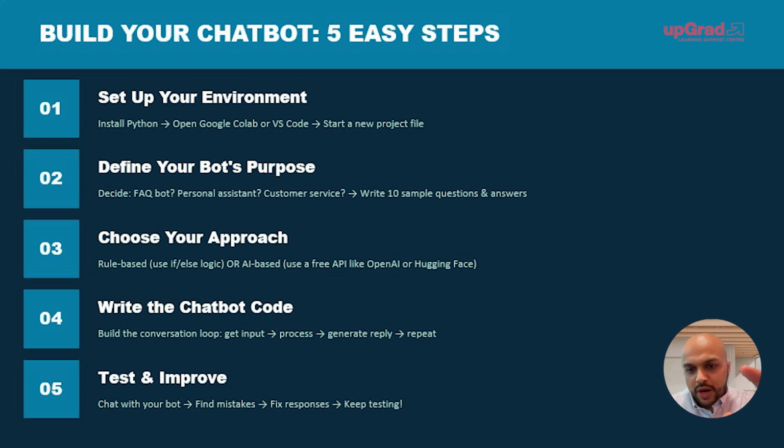Step number 4, write the code. This is the fun part. We'll code the conversation loop together. It is less than 20 lines. Step number 5, test and improve. Chat with your bot, find what breaks, fix it. That is literally what professional developers do every day.